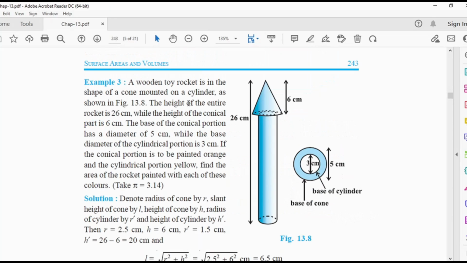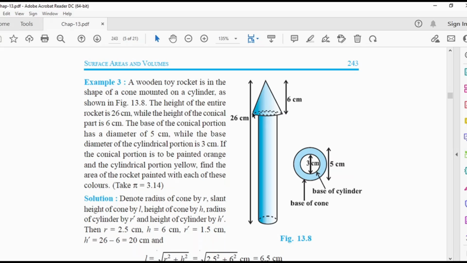Now the next question: a wooden rocket toy like this. In this 3D figure, for the conical region we want to give orange color, we want to paint it, and for the remaining part, for the cylindrical portion, we want to give yellow paint. So you want to find out those two areas separately. So what will be the area we need to color orange? That is the conical portion.